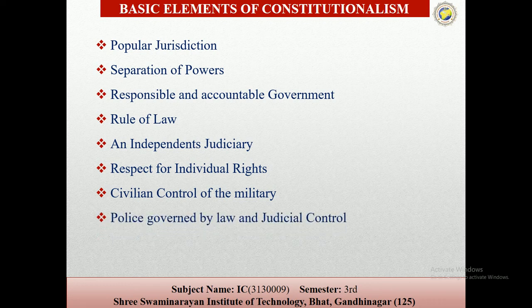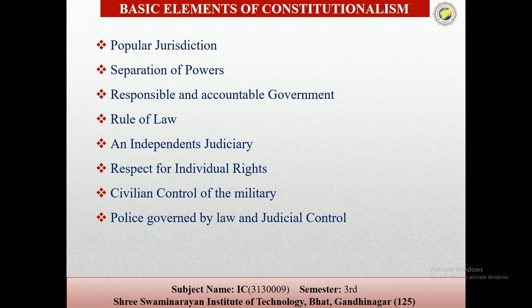Then the police are governed by the laws and judicial controls. So the prime responsibility of ensuring peace and order is borne by the police, and it should be their duty to bring wrongdoers to justice. However, when the police discharge such duties, constitutionalism requires them to honor and respect the rights, dignity, and freedoms of individuals, including wrongdoers and persons suspected of an offense.